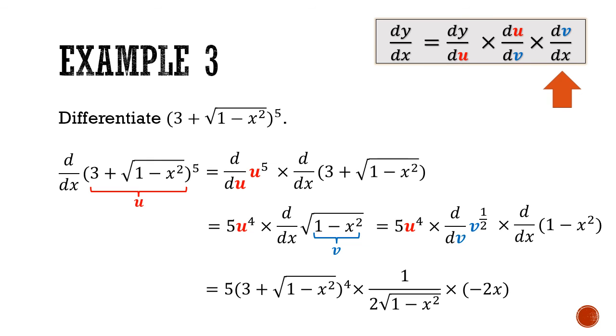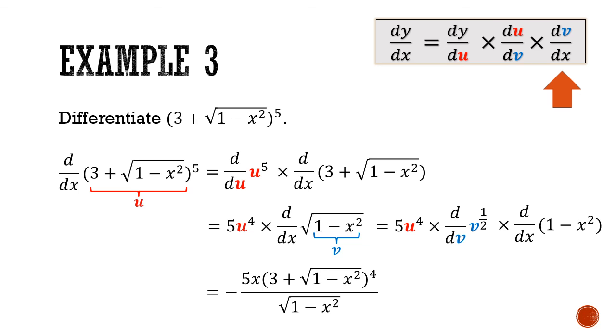So the fun part, 5u to the power of 4 is going to give us 5 times (3 plus square root of 1 minus x squared) to the power of 4, times 1 over 2 root v. So if I replace the v back with 1 minus x squared, I'll get 1 over 2 square root of 1 minus x squared. And differentiating 1 minus x squared will give me negative 2x. So all that we can multiply together, cancel the 2's. When fully simplified, this will be the final answer.